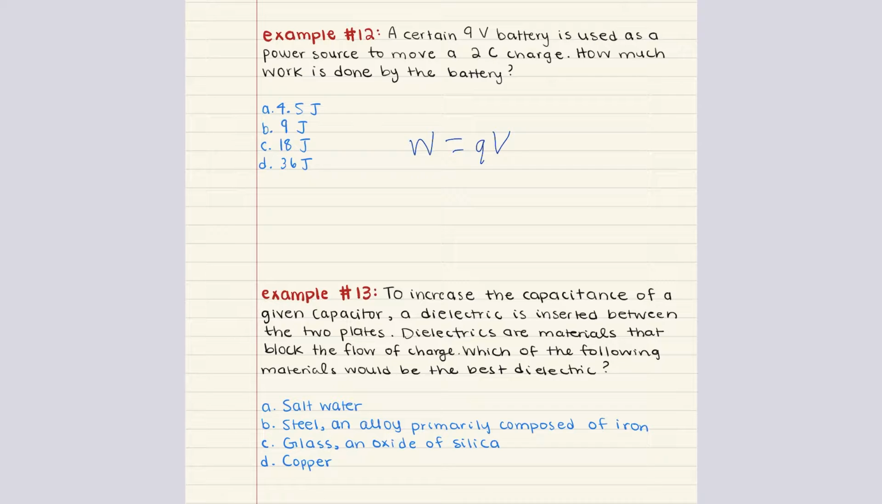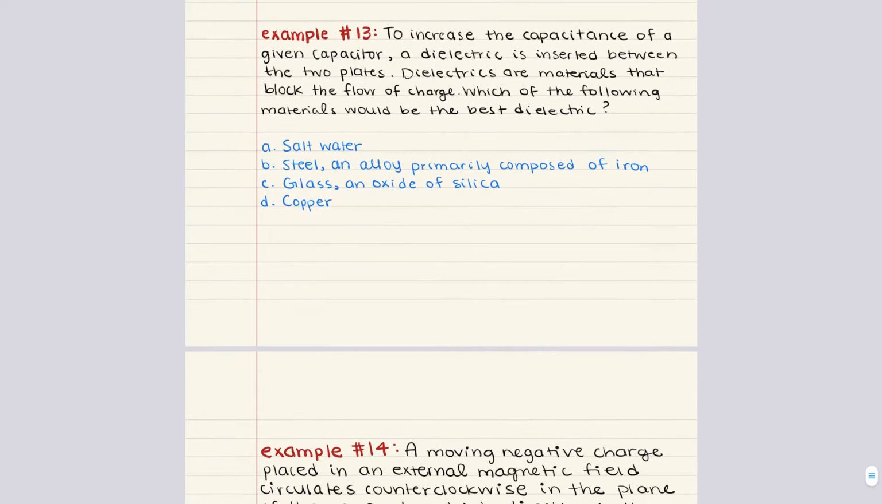Now, what we're given here is the voltage of the battery. It's equal to 9 volts, and we're given the charge moved by the battery. It has 2 coulombs of charge. So then the work done by the battery is calculated by multiplying the charge by the voltage. So 2 coulombs multiplied by 9 volts, and this gives us 18 joules. So the work done by the battery is 18 joules, and the correct answer for problem 12 is C. Now we can do problem 13.